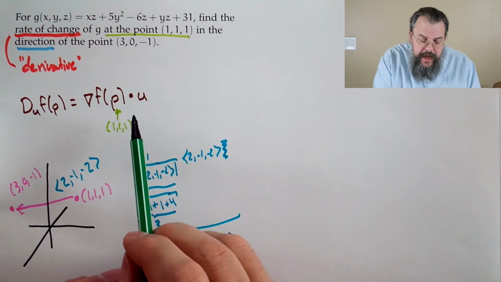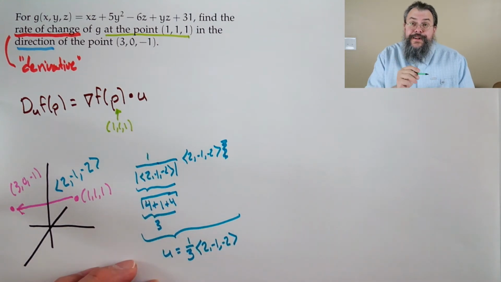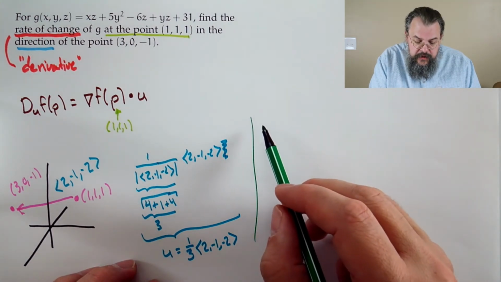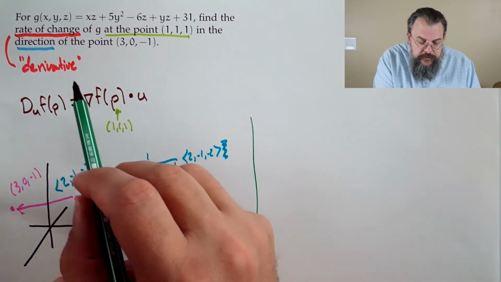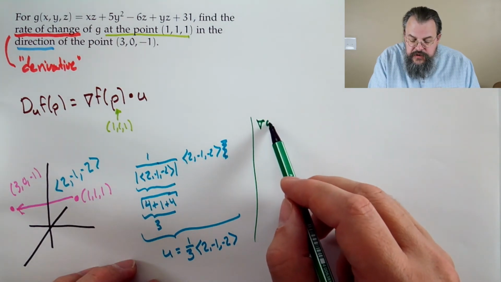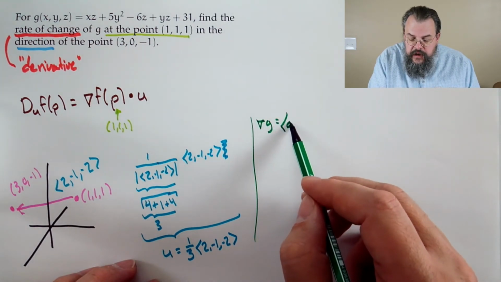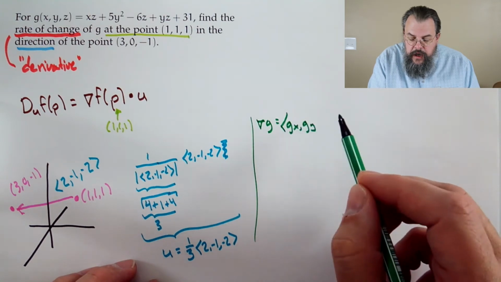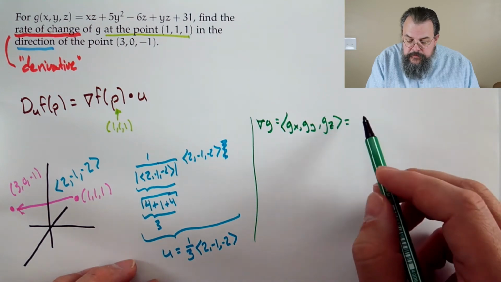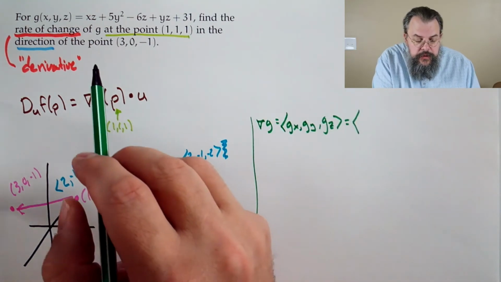Now, we've handled the u. Let's turn to the gradient. So we'll say our gradient, now in this case I wrote f, it should have been g, but that's all right. We'll write it here. Gradient of g is our gx, gy, and gz. Well, might run out of space, but we'll do our best.